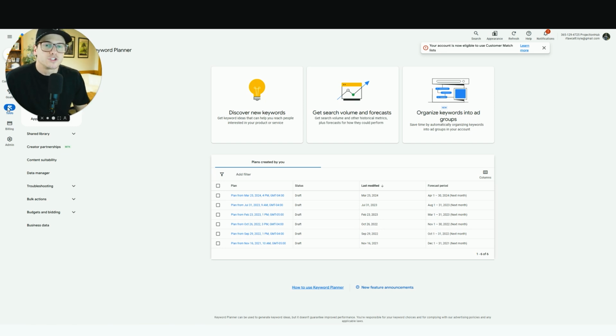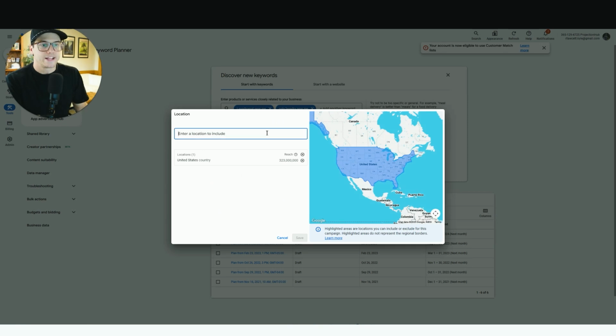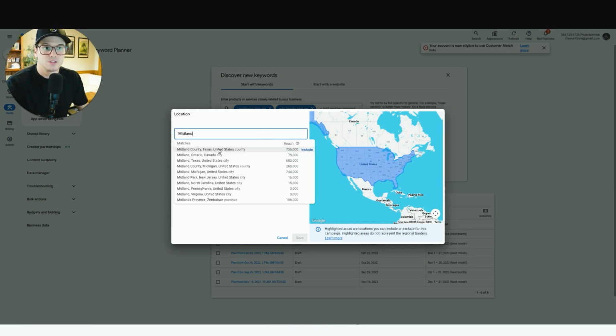But then you'll be able to come over to tools, and then you can go to research, and it's the keyword planning tool. You come into this discover new keywords. And essentially, I can type in things like laundromat near me, coin laundry near me, right? So representing what my target customer would be searching for.